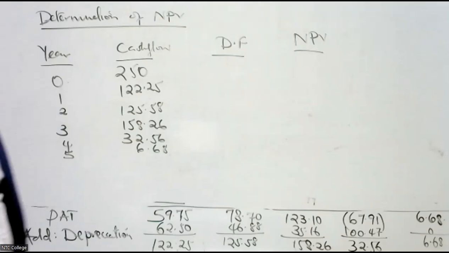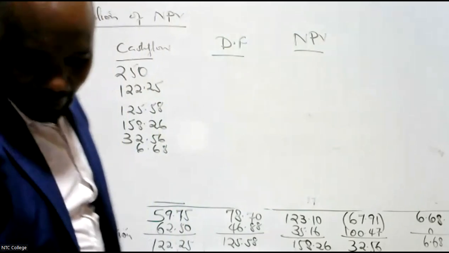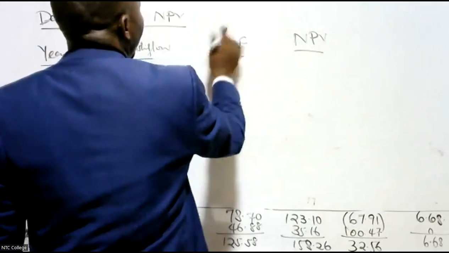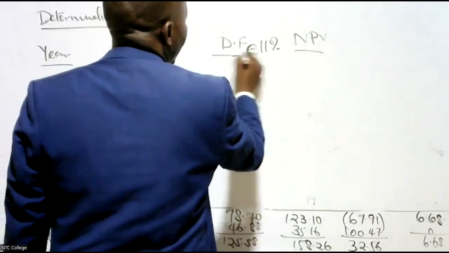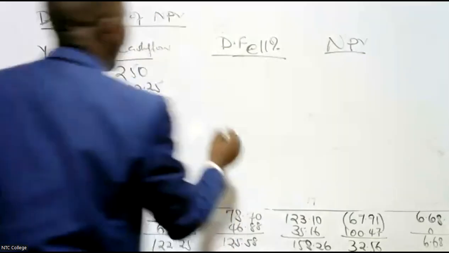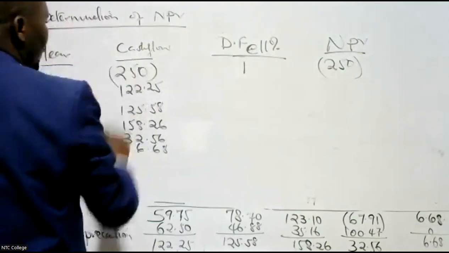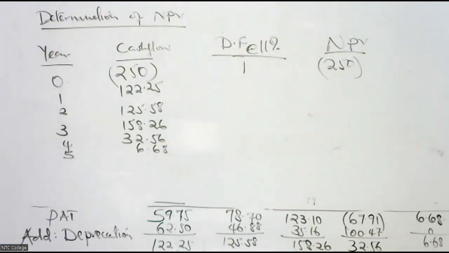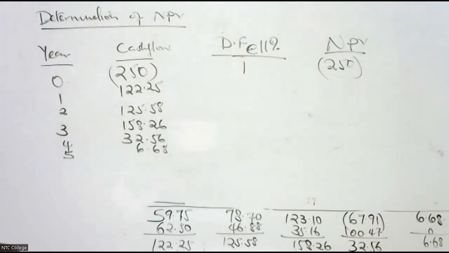Discounting factor. Which rate were you given? We had calculated 11%. At 11%. Now NPV. So this one is 1. Here we have 250 in brackets, of course. Discounting factor 11%. You can now proceed from here. Let's proceed.